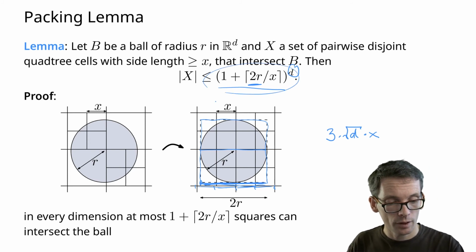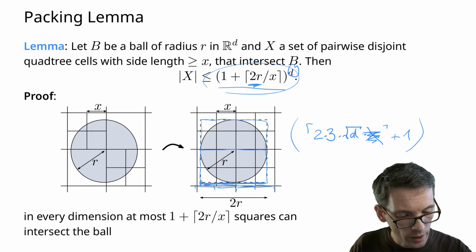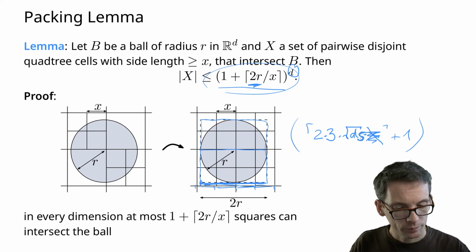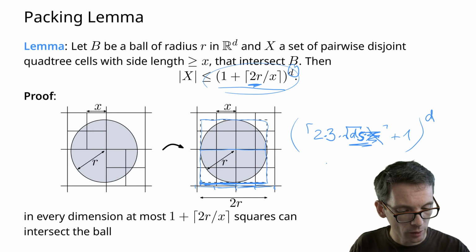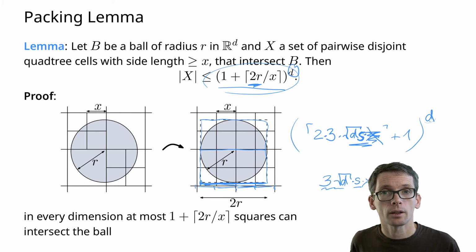So if you look at this here, that's now the radius. I get a times 2, I divide by x, I round this up, I add 1, oh there was an s missing here, I go to the d, then the dominating term here is the s. So the radius was bounded by 3 times square root of d sx. The x goes away, this is just a constant, the s dominates, s to the d is the bound that we get, and that bounds our complexity.